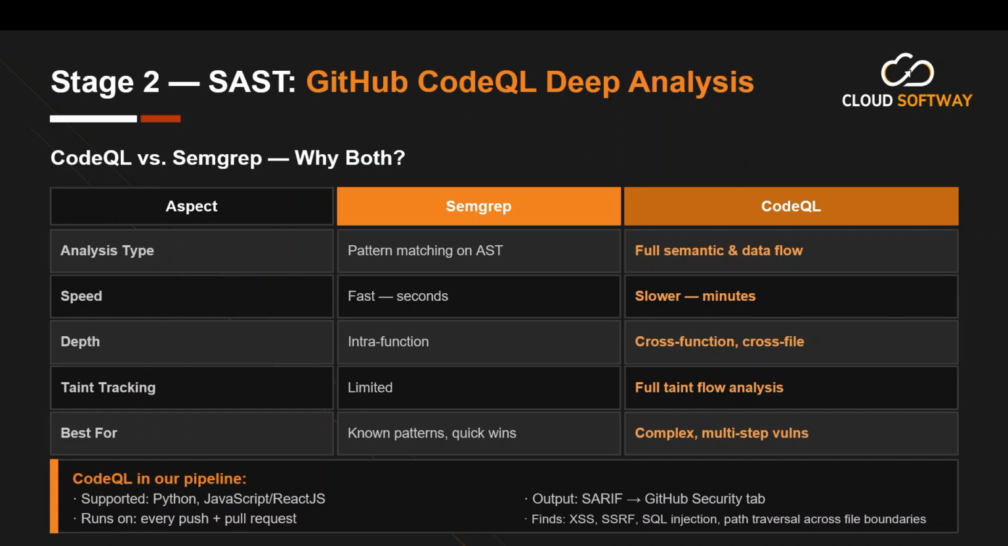CodeQL offers deep analysis, semantic analysis, and data flow tracking across multiple functions and files. This is very important for complex vulnerabilities like SQL injection or XSS, because it tracks the problem, and the problem might be present in more than one layer of the application. That's why we use CodeQL. We also use it with Python, JavaScript, or ReactJS. It checks with every push and every pull request, and then uploads its security report to GitHub Security.